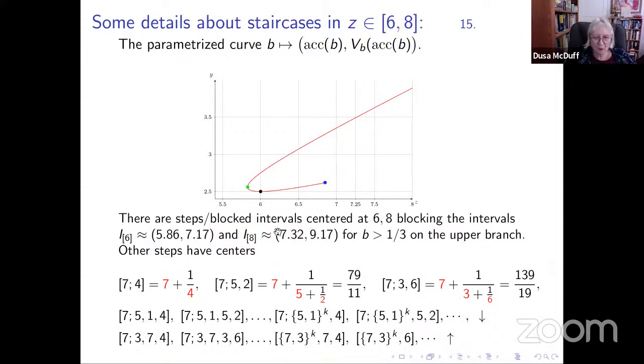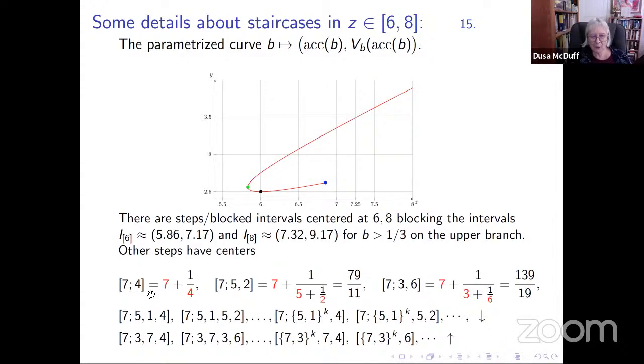And here are some of what the staircases look like. At 6, there's a class which blocks there with a center at that class, and it blocks a big interval. It blocks from 5.86 to 7.17 roughly. So a little bit below 6, but above 7. And there's another obstruction centered at 8, which blocks from a little bit below 8 to a little bit above 9. And there are similar ones for 10 and 12 and so on. So you have these big, what we call blocking classes.